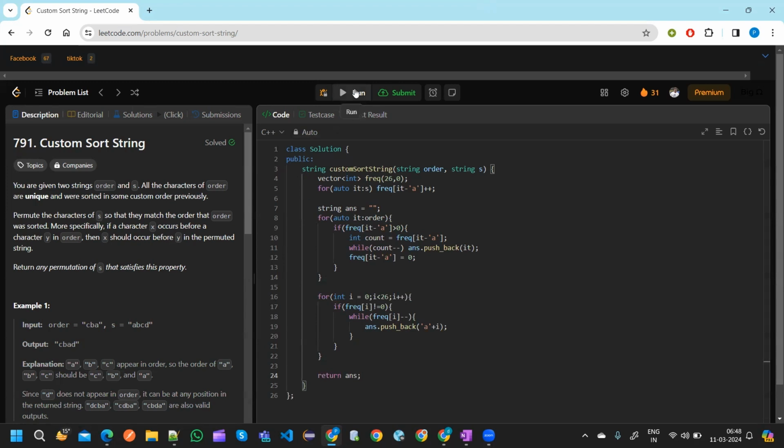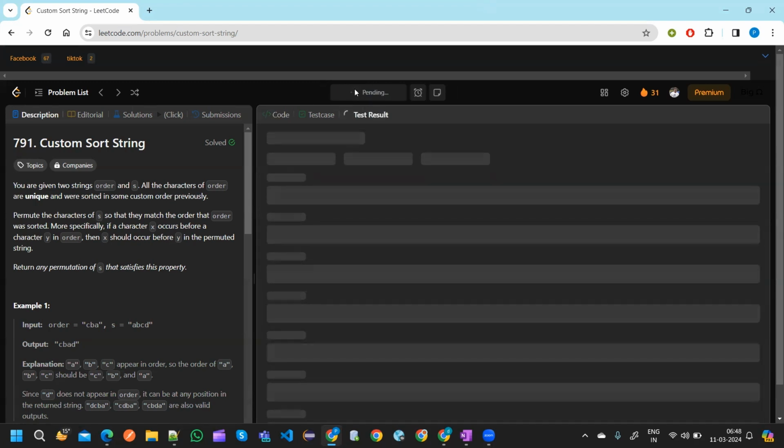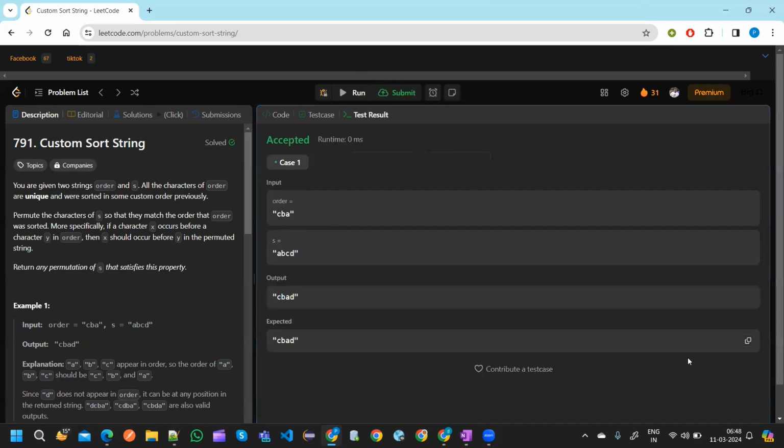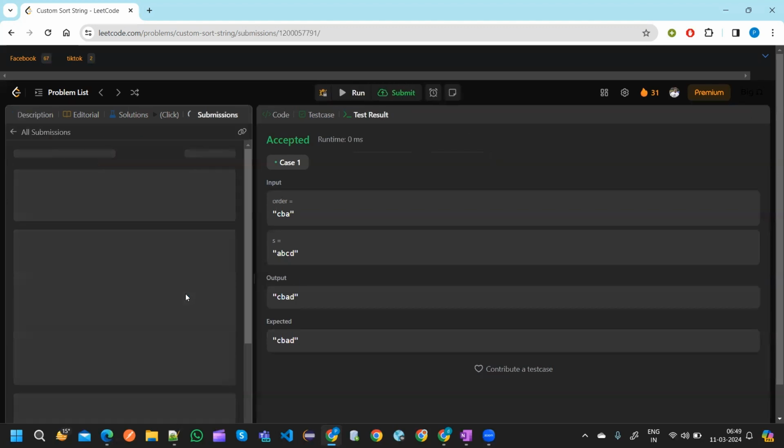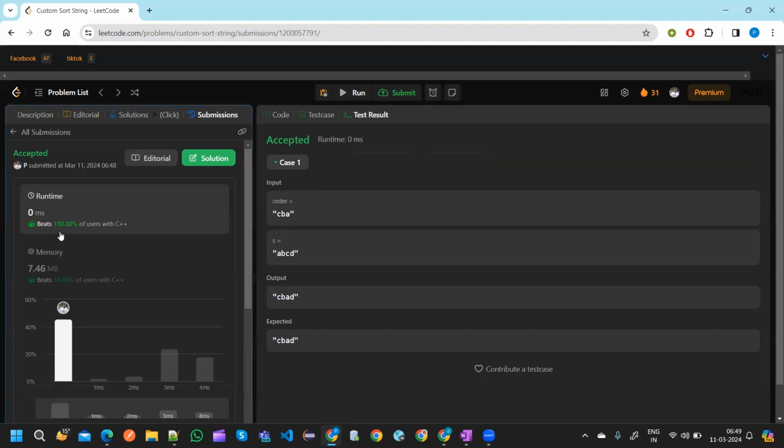Now let's try to run the test cases. So the test cases have been accepted. Now let's try to submit. So our solution is accepted, beating 100% of the users.